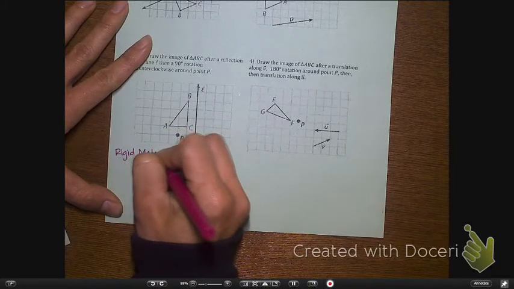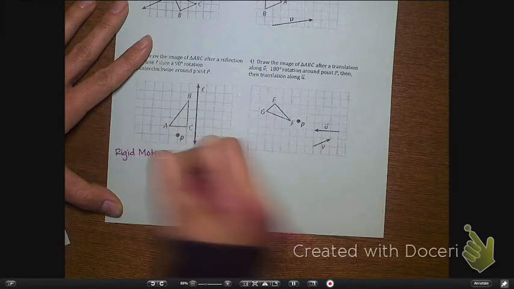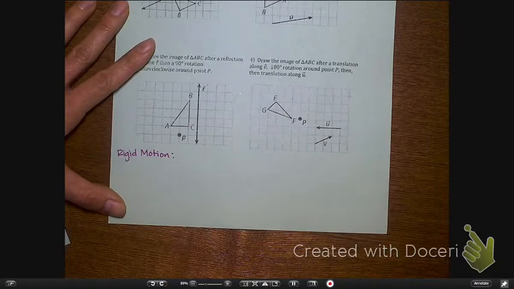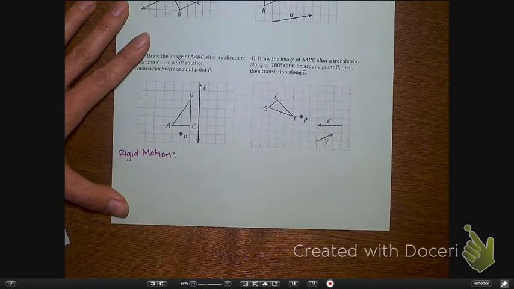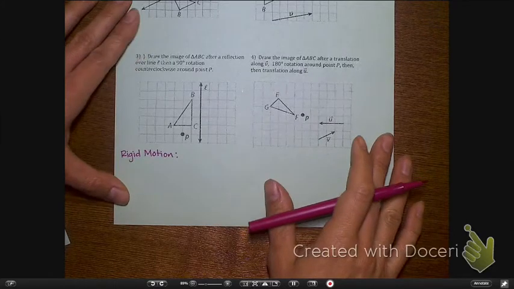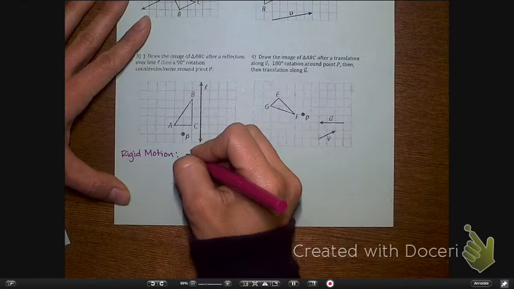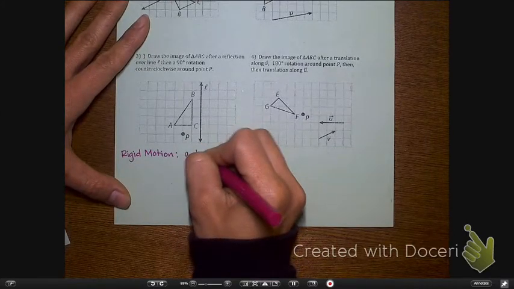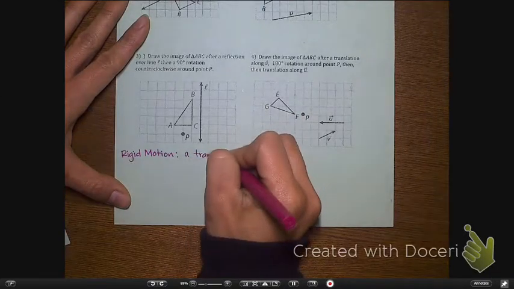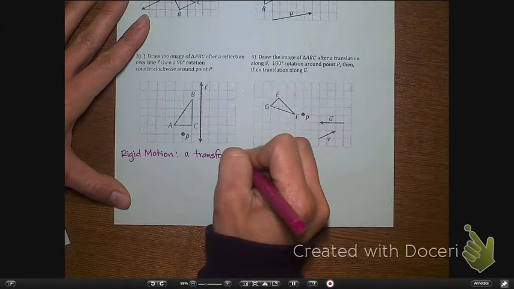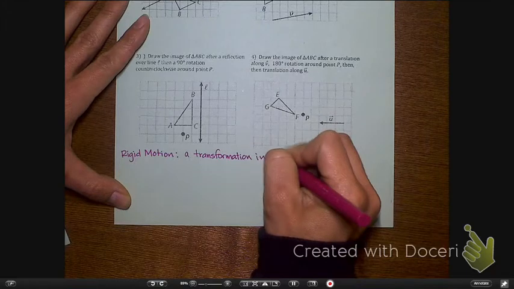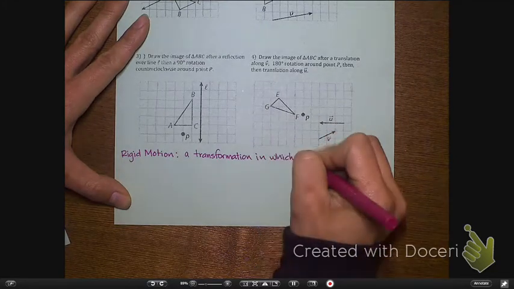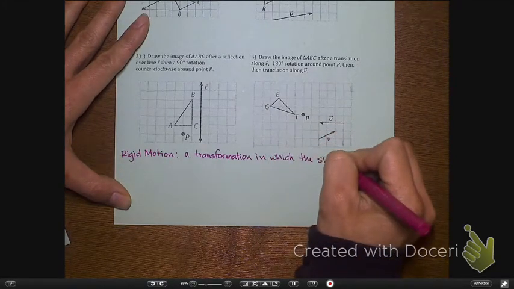We can't see. You cannot see. Okay, let me fix it. Alright, so, okay, rigid motion. What is a rigid motion? Okay, a rigid motion is a transformation in which the shape does not change size.